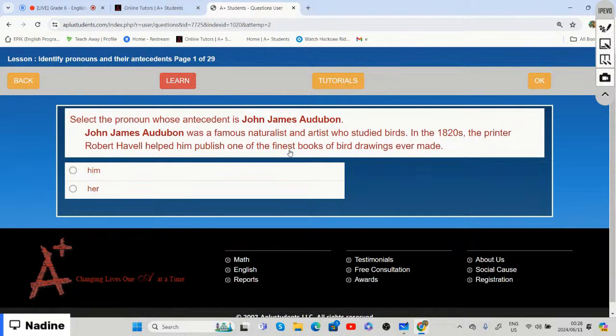All right, and if we were to select our pronoun that refers to John, is it him that refers to John? Because it says here Robert Havell helped him publish one of the finest books of bird drawings ever. Or is our pronoun her? What is our pronoun, him or her? We need to select the correct pronoun.